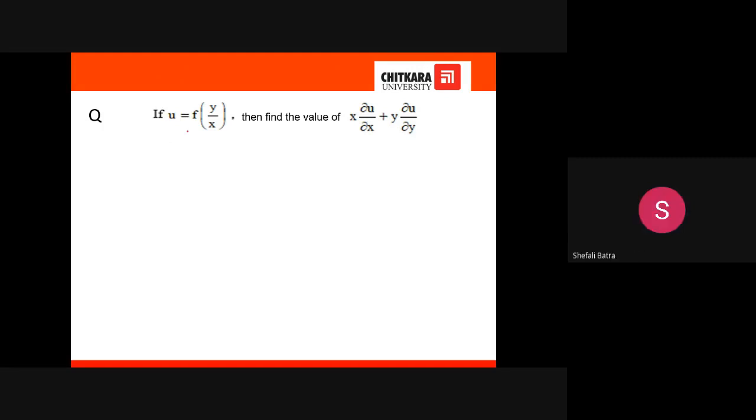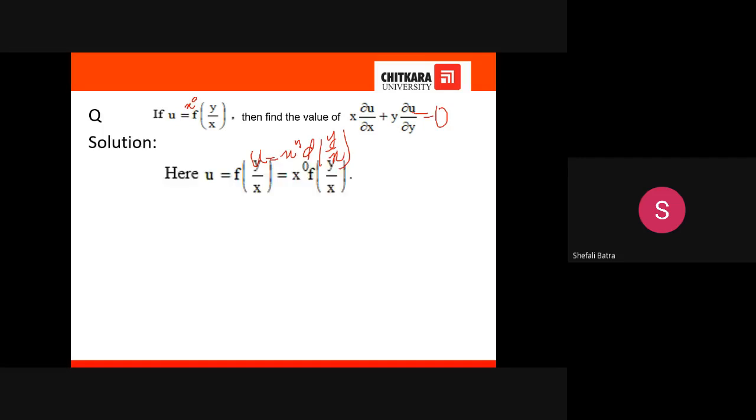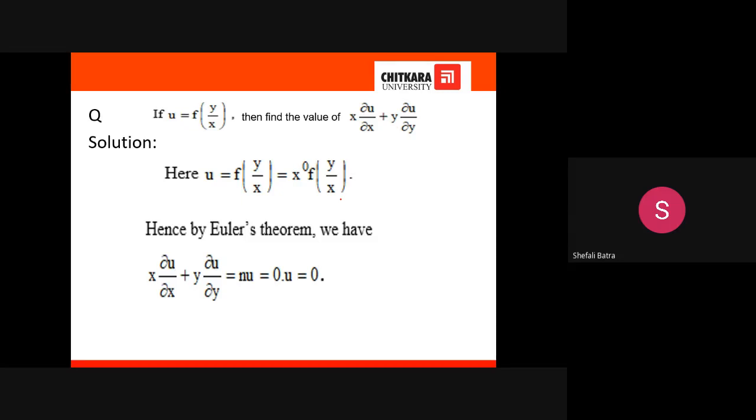Yes, degree is 0 because u can be expressed as x power n into function of y by x. Function of y by x is already there. Okay, so I can write here x power 0, that is 1. So u is a homogeneous function with degree 0. So therefore answer would be 0. You can express u as a function of y by x is equal to x power 0 into function of y by x. So using Euler's theorem, x ux plus y uy is equal to 0 times u, and that is equal to 0.